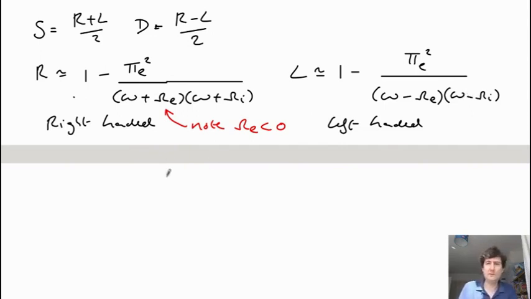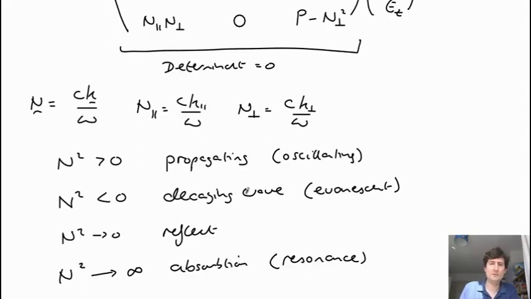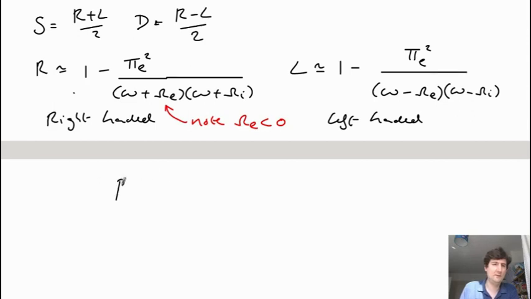Now the only factor I'm missing here is the P. So here those are the S and D's. These are all refractive indices, and then P is this last one. So P just corresponds to the plasma frequency. So this is approximately 1 minus pi E squared over omega squared, and this is the plasma frequency.